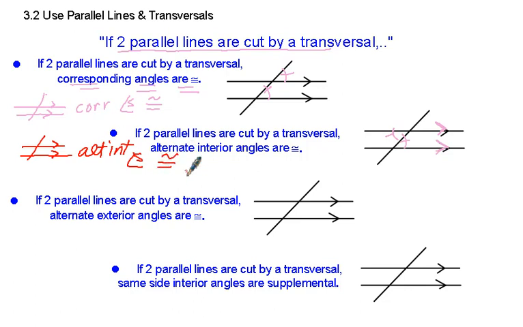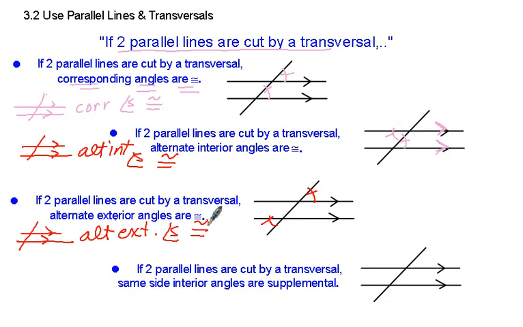Hopefully you could write it all in one line. Also, if two parallel lines are cut by a transversal, alternate exterior angles are congruent. So we would have alternate exterior angles are congruent. Again, we have the parallel line symbol. And we would write if two parallel lines are cut by a transversal, then alternate exterior angles are congruent.